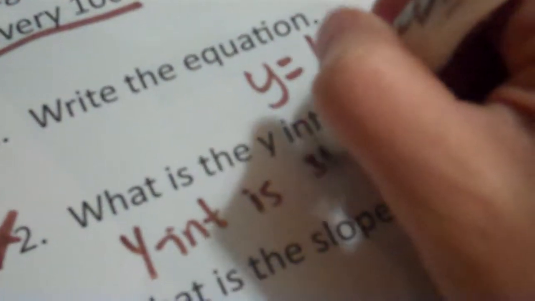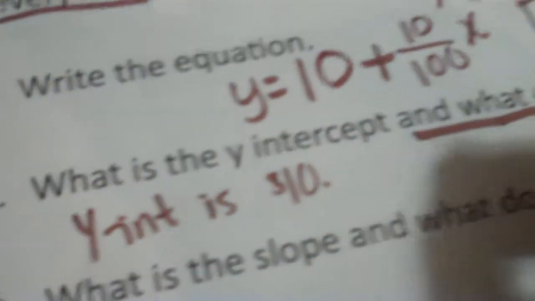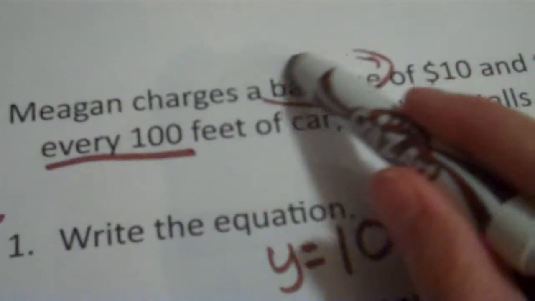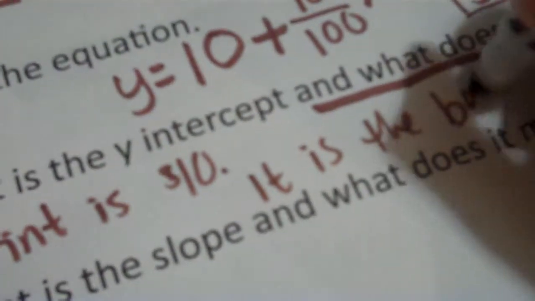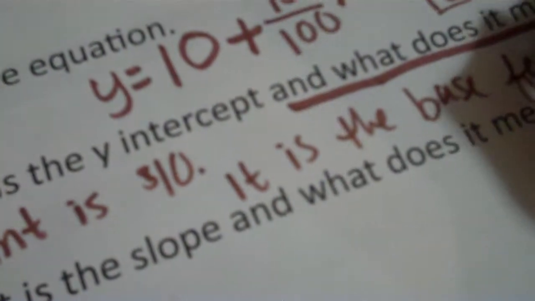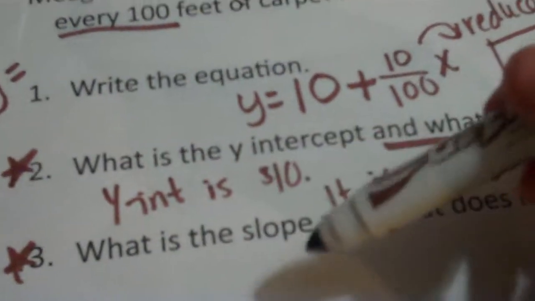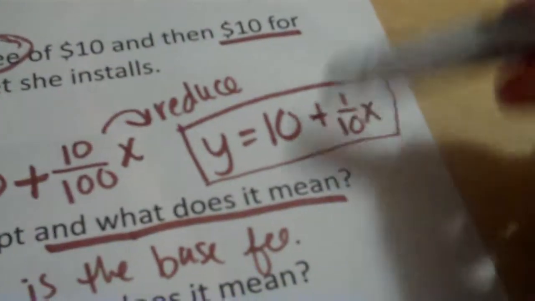is $10. And what does that $10 mean? Well, if you look up here, it means the base fee, okay? The initial amount, how much they charge. So I'm going to put, it is the base fee. Comes straight from the word problem, no worries, easy peasy, right? Okay? What is the slope? We should easily be able to say the slope is 1/10 because, you know, slope is a number with x.